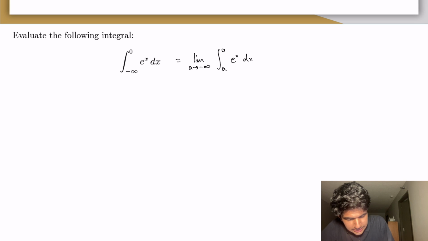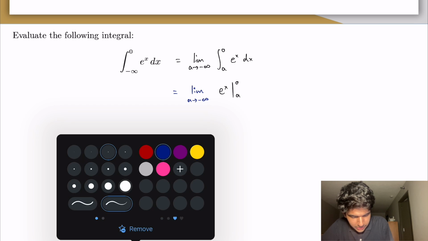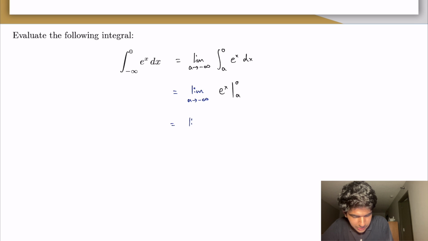So we'll say that this is equal to the limit as a approaches negative infinity. Well, the integral of e to the x is just e to the x, and this will be evaluated from 0 down to a. Okay, so this is going to be equal to the limit as a approaches negative infinity of e to the 0 minus e to the a. E to the 0 is simply just 1, so we can put a 1 there.